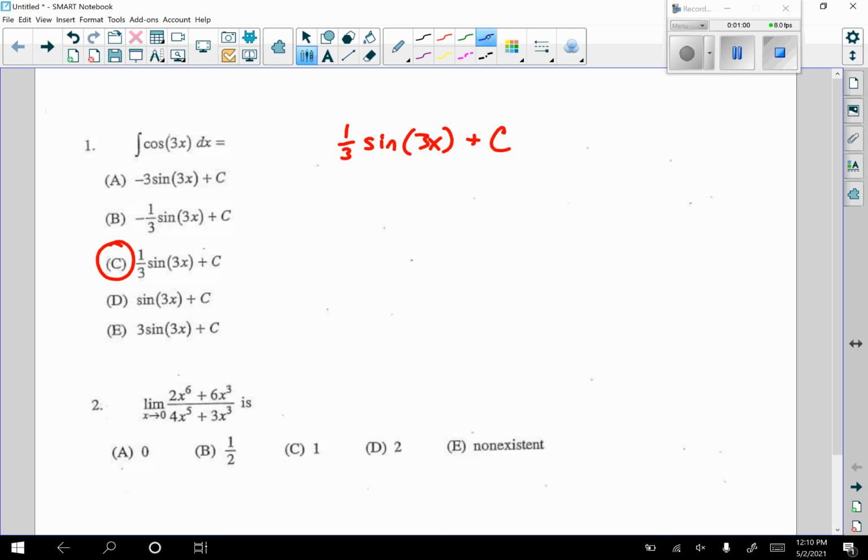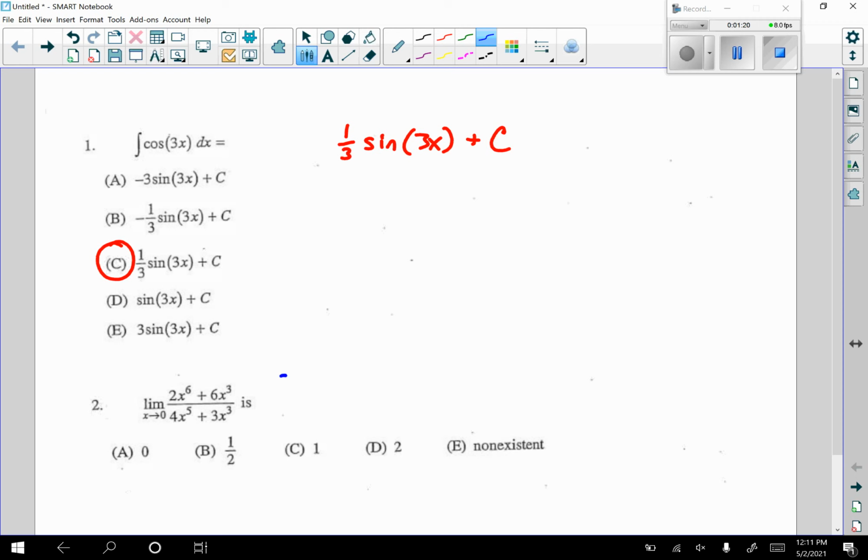Number two, so if you notice very carefully, this is as x is approaching 0. So if we use direct substitution here, we would get 0 over 0. So this is a great application of L'Hopital's rule. We don't divide by the largest power of x here. That would be if x was going to infinity. So in this case, we want to use L'Hopital's rule.